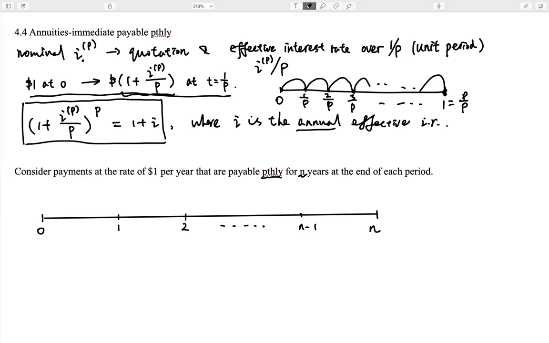I'm supposed to divide 1 year into P periods. This is time t. So this is the first period, this is the second, this is the third, this is the fourth, etc. Of course, P can be less than 4. Let's say P is 2, then I have 1 over P, then 2 over P would be 1. So basically, what I'm trying to illustrate is I will divide each year into P periods.